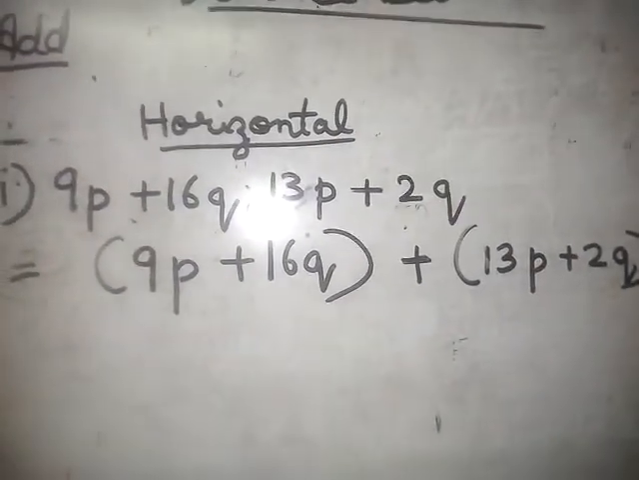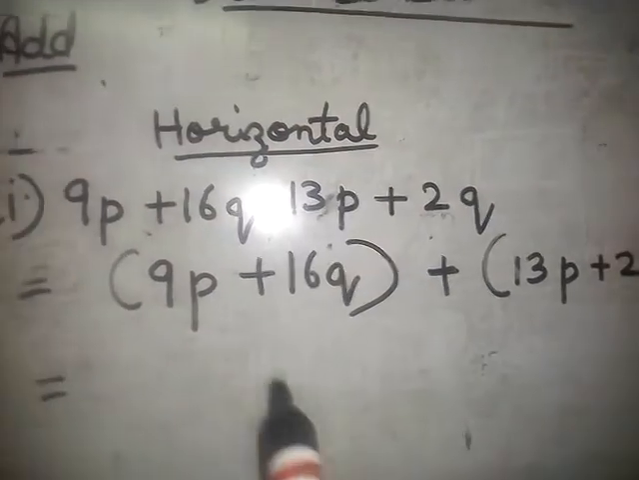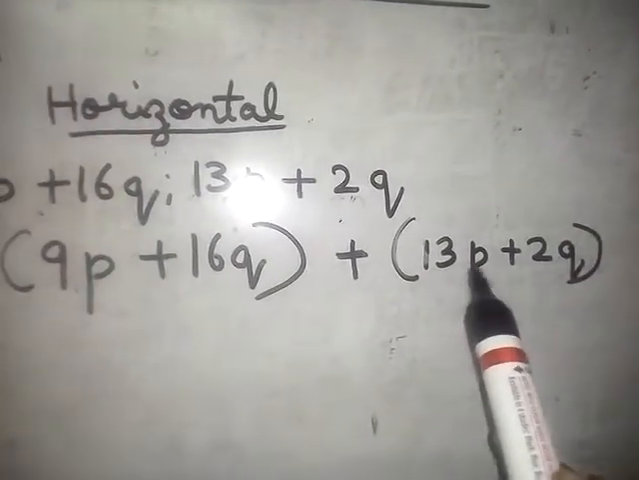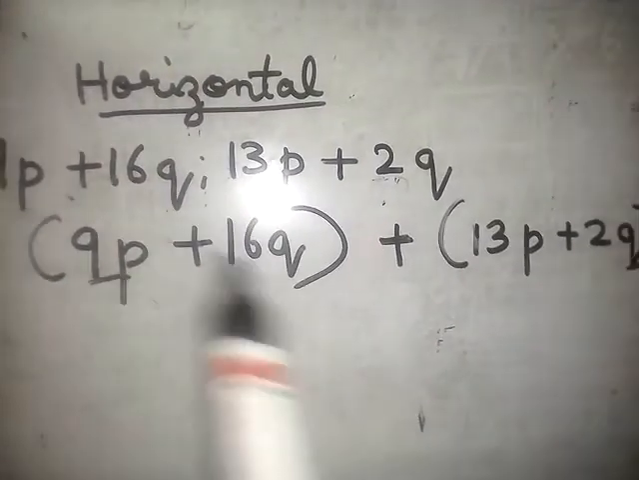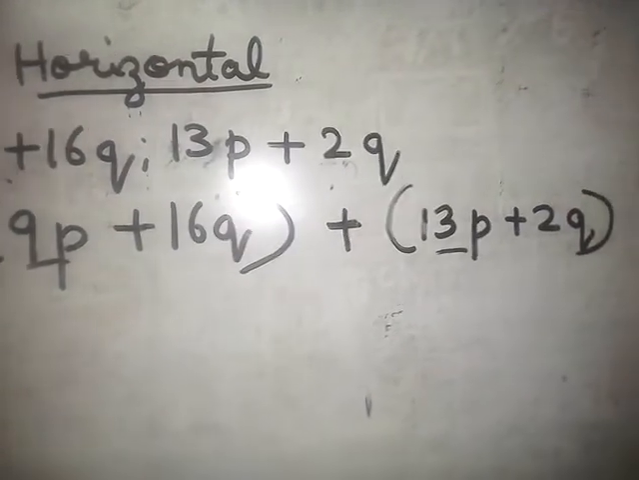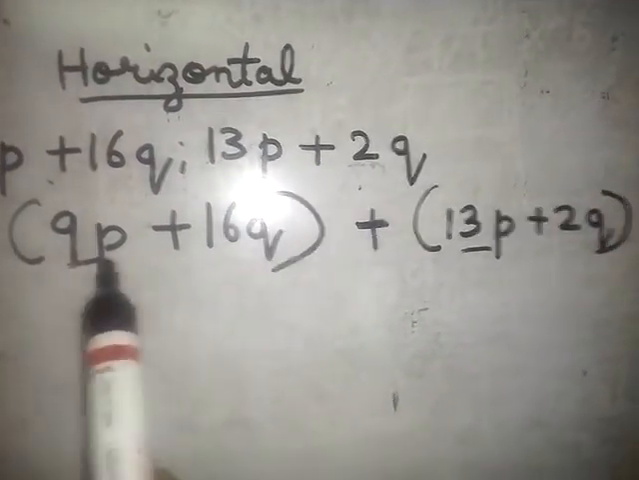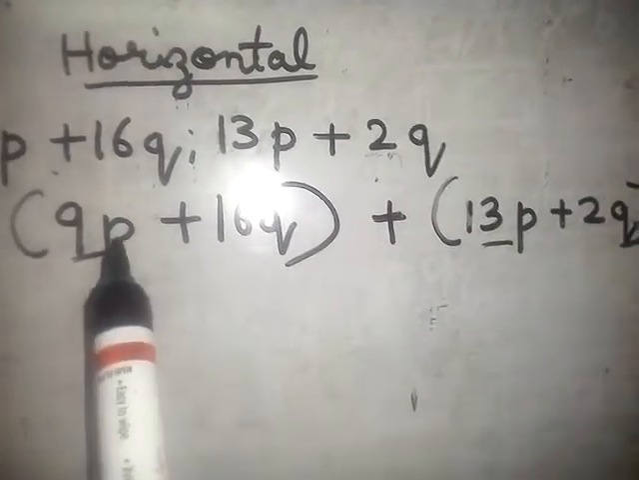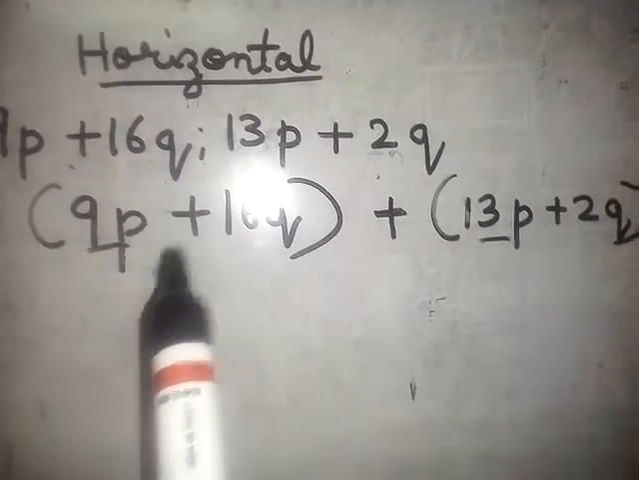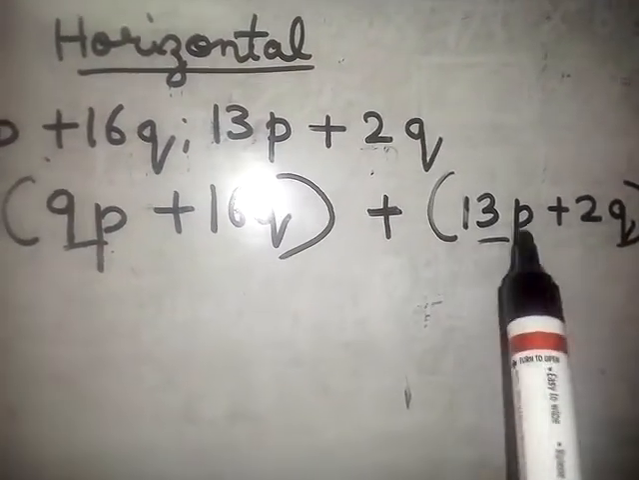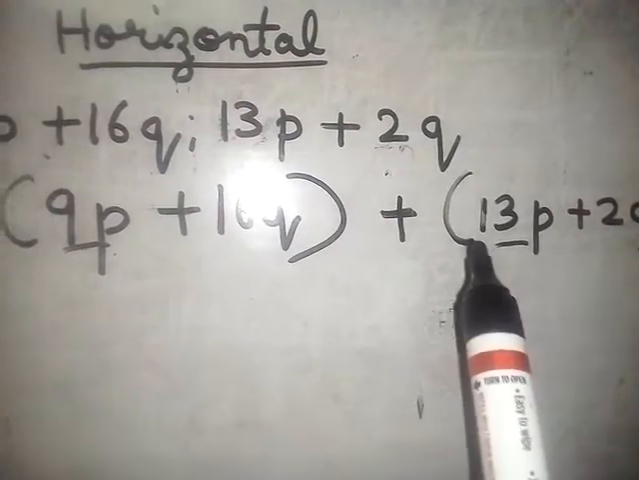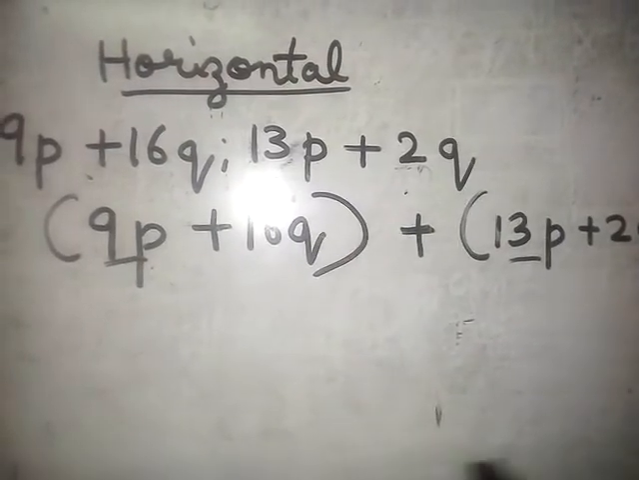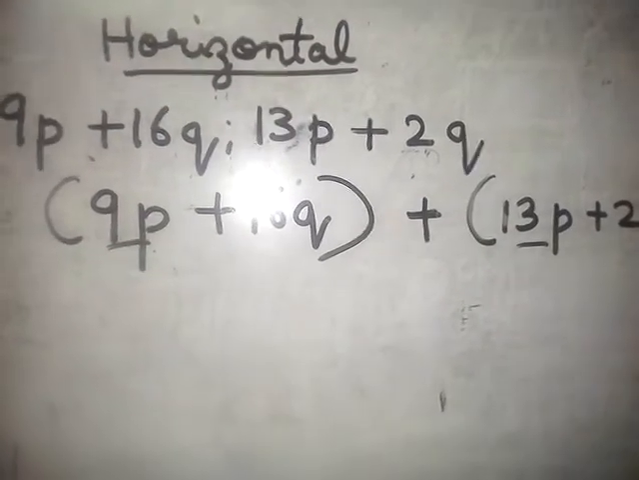Now you have to bring the like terms together. 9p plus 16q plus 13p plus 2q. 9p and 13p you have to write together because these are the like terms. Variable which you have same you have to see that, not numbers. Only the variable which you have the same and with the same power you have to see first, and then you have to write it together, and then whether you have to add it or to subtract it you have to decide.